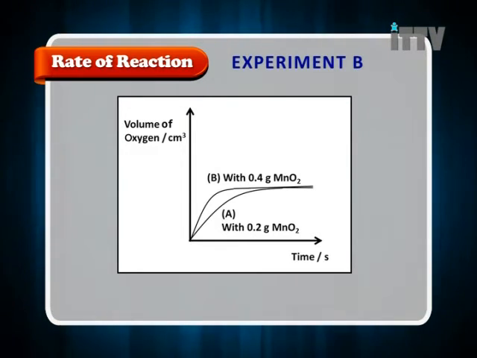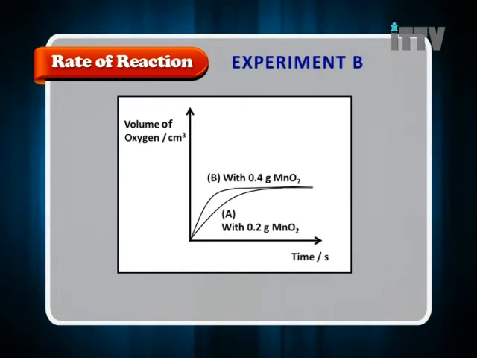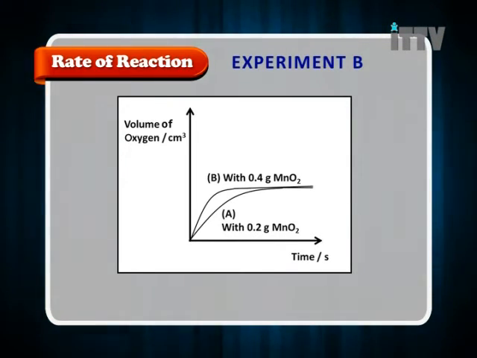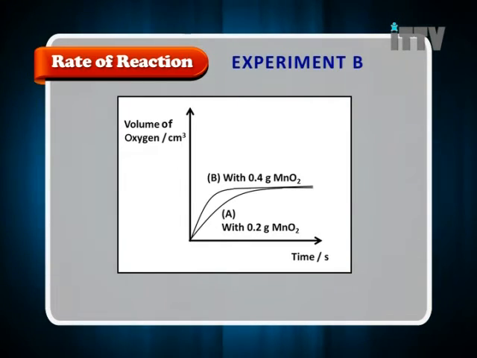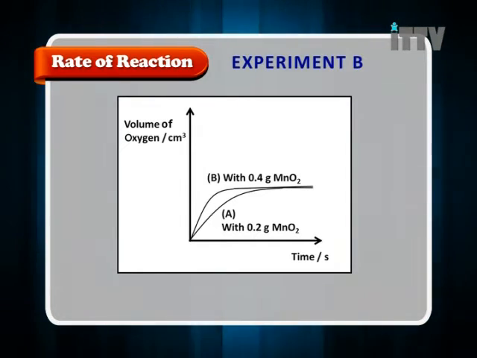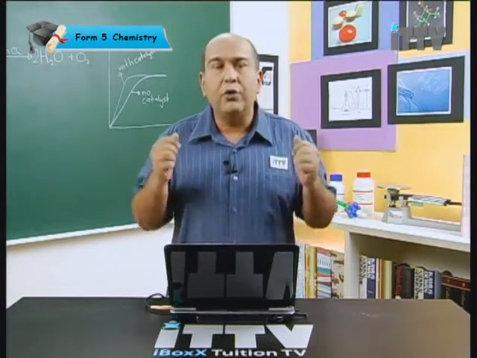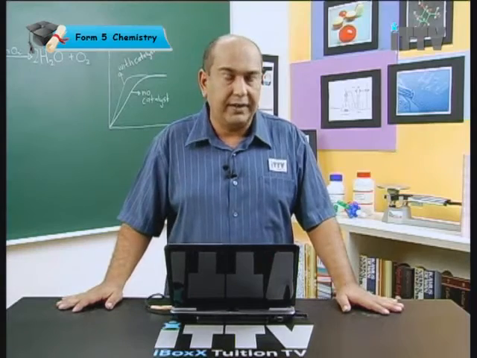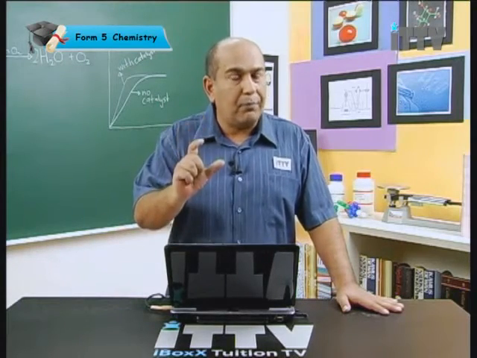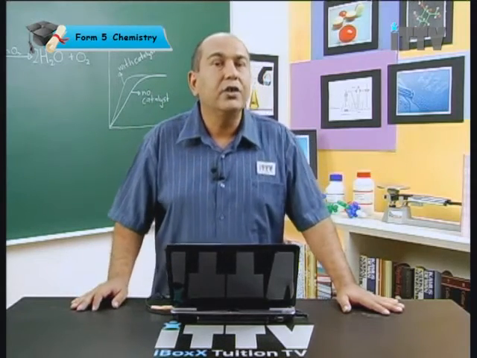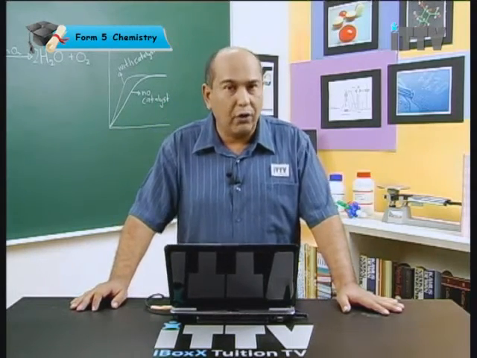If you analyze the graphs, what you see is in reaction B, when you use more of the catalyst, the gradient is steeper, which means that the rate of reaction is higher. So try to understand this, students, that if you use more of the catalyst, your reaction is going to be faster. Remember, the amount of product is unchanged. So if you use more catalyst, you will get a higher rate of reaction.